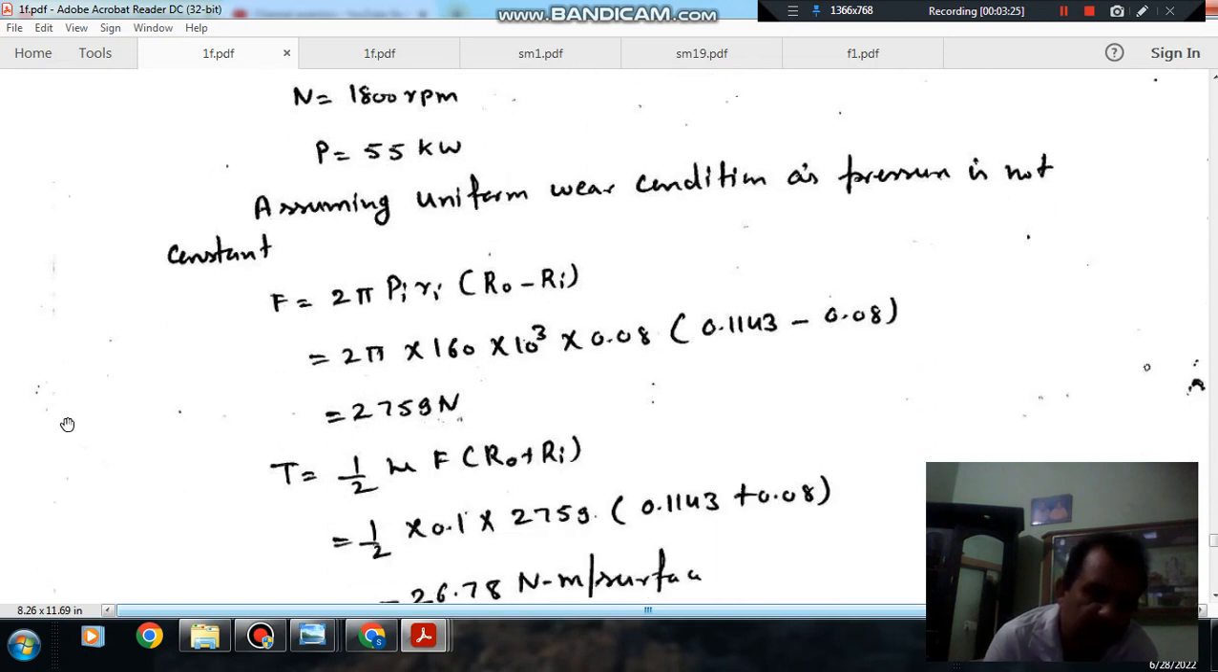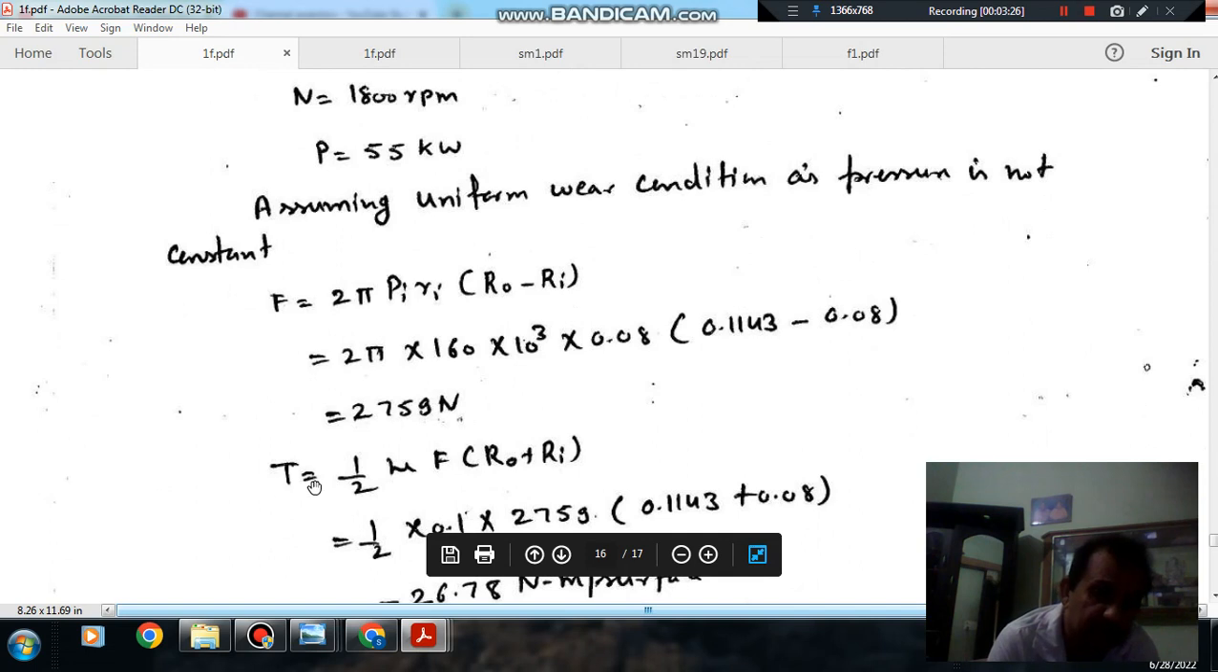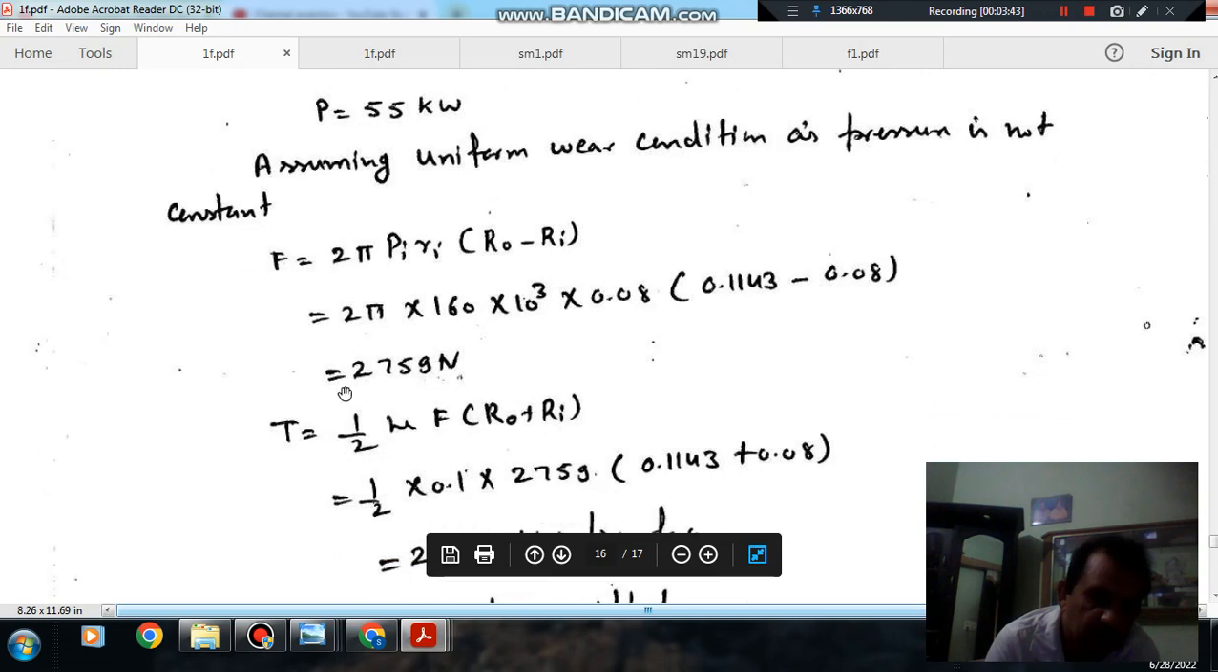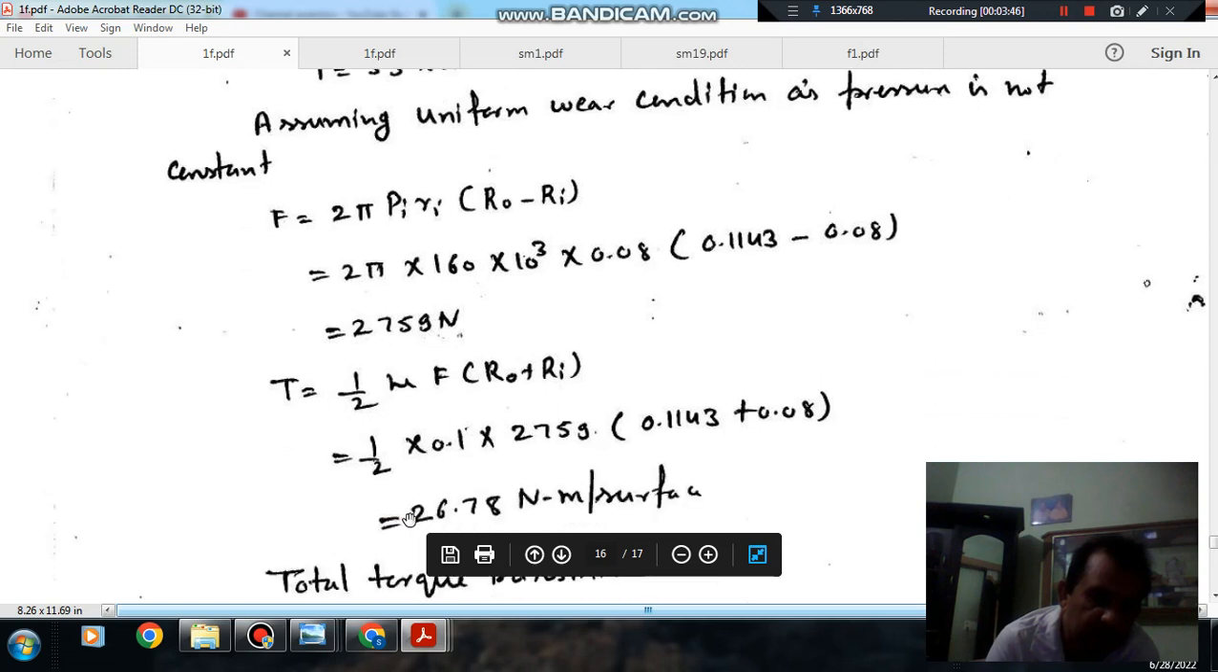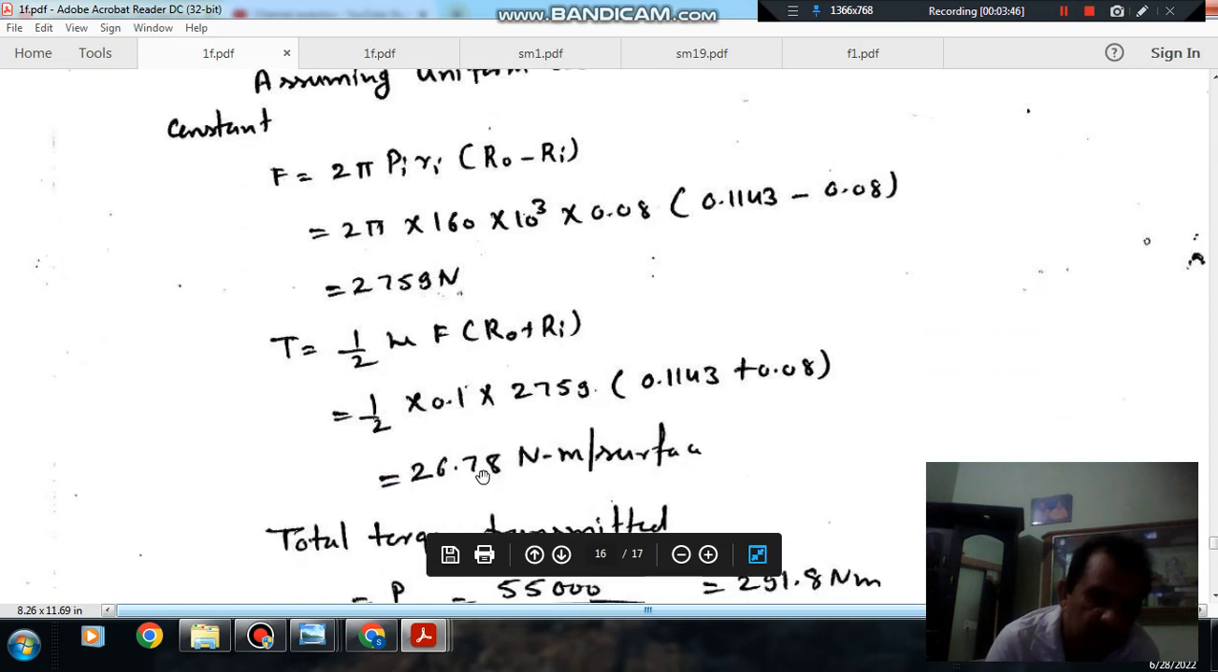The torque transmitted by the clutch is given as mu W r equivalent. Here mu is the coefficient of friction, W is the force F that we have calculated, and r equivalent in the case of uniform wear theory is (r naught plus ri) by 2. Now we can put in these values, and that gives 26.78 newton meter. That is the torque transmitted by a single surface.